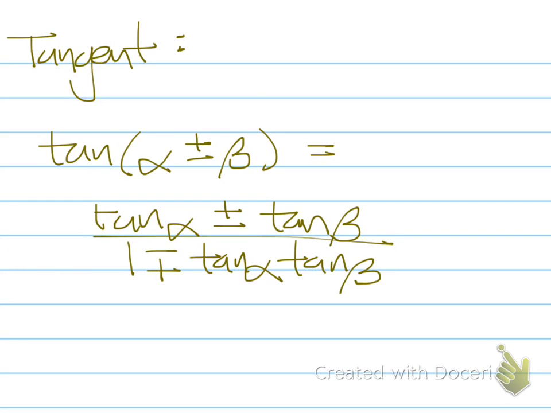Tangent of the sum or difference of two angles is going to be tangent of the first angle, same sign as whatever is inside the parentheses, and then tangent of the second angle, all of that over 1, and then the opposite sign of whatever's inside the parentheses, tangent of the first angle, tangent of the second angle.